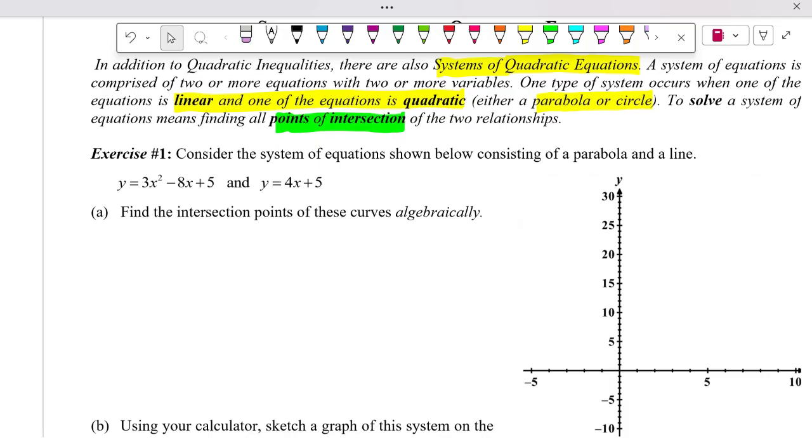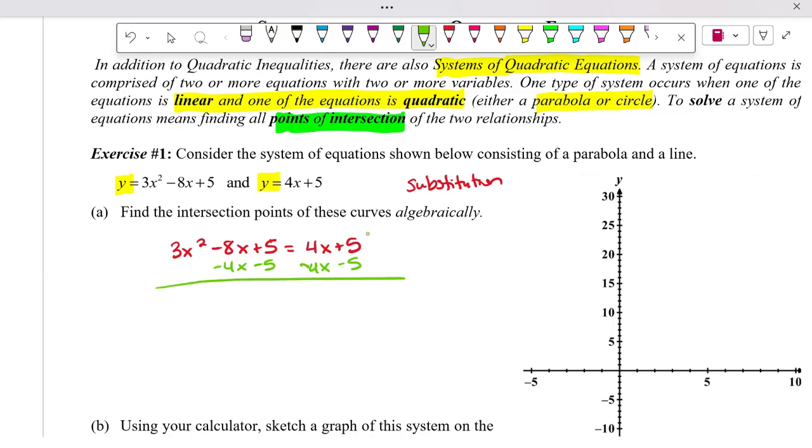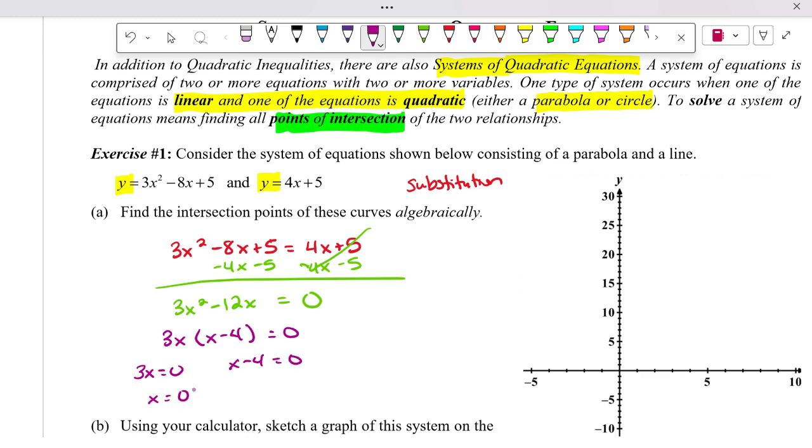All right, so if we're going to solve it algebraically, do you see how both of these are set equal to y? We can use substitution. Basically since they're both equal to y, we can set them equal to each other. So I have 3x squared minus 8x plus 5 is equal to 4x plus 5. Doesn't this look like basically just a normal quadratic problem? So how do I solve? Get it all to one side. That goes away. I get 3x squared minus 12x is equal to 0. It has a GCF factor, so 3x times x minus 4 equals 0. If I set both of these equal to 0, x equals 0 and x equals 4.